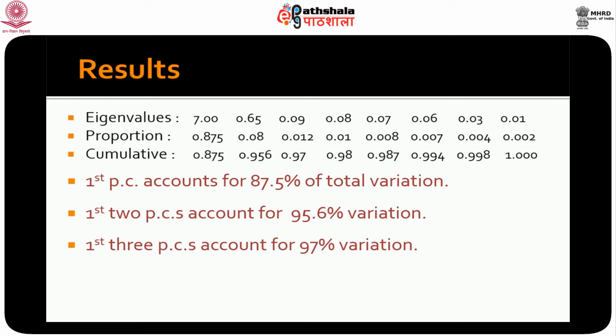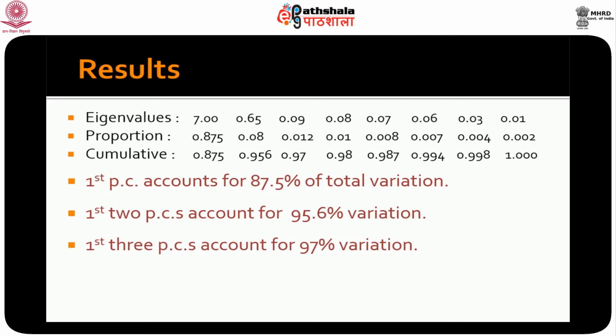Now let us look at the proportion of variability explained by each of these. Remember again that the eigenvalues give us the variability for each of the principal components. So the total is 8. The first principal component leads to an eigenvalue of 7, so it has a variability of 7, and hence the proportion is 0.875, which comes from 7 by 8. The next one accounts for about 0.081 variability.